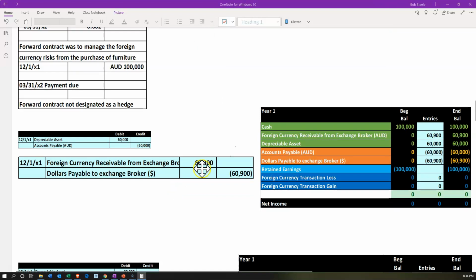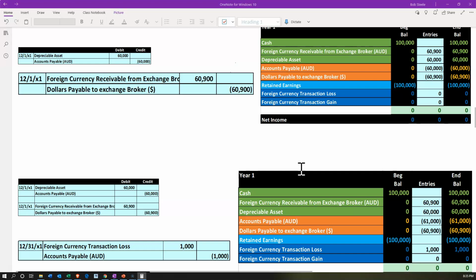So we have our 60,900 on the debit and credit side here. We have our receivable now being recorded at the 60,900, and we have our payable being recorded at the 60,900. Once again, as the currencies change, we're going to make adjustments to the receivable in Australian dollars, and to the payable, which is in Australian dollars from the last transaction, and we will not be adjusting this payable, which is the dollar payable to the exchange broker.